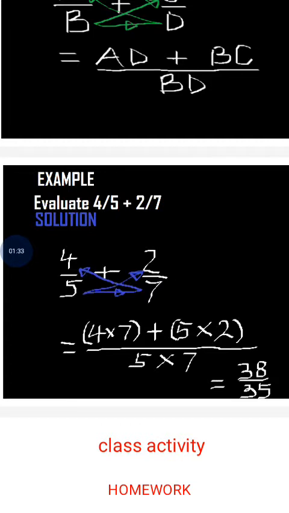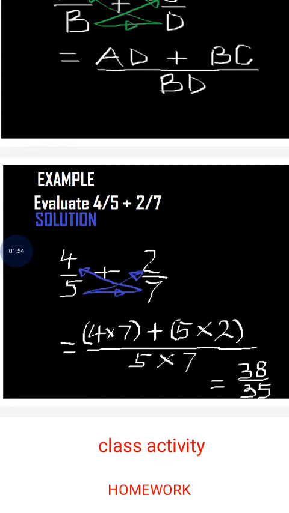As I said, the numerator of the first fraction multiplied by the denominator of the second fraction, plus the denominator of the first fraction multiplied by the numerator of the second fraction. That is 4 times 7 plus 5 times 2, over, then you multiply the denominators, 5 times 7.